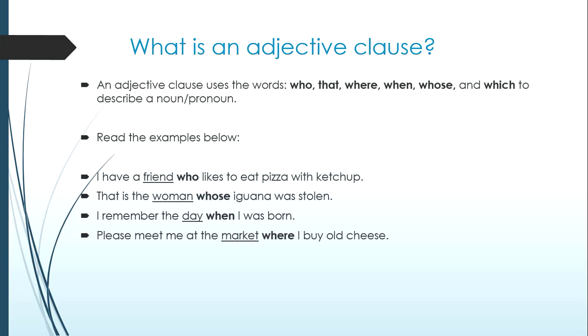So an adjective clause uses the words who, that, where, when, whose, and which to describe a noun or a pronoun. So I've included some examples here below. I have a friend who likes to eat pizza with ketchup. That is the woman whose iguana was stolen. I remember the day when I was born. Please meet me at the market where I buy old cheese.